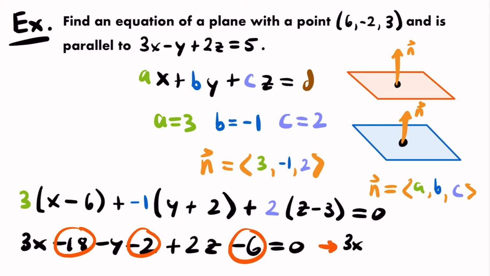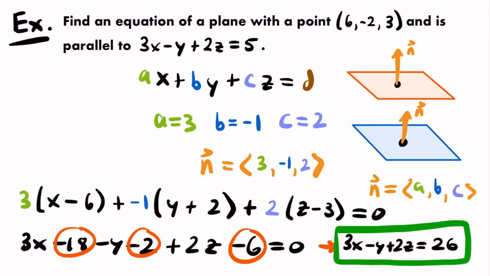We'll have 3x minus y plus 2z is equal to 18 plus 2 plus 6, and 18 plus 2 is 20, plus 6 is 26. So I'm just going to erase this and write 26. And that right there is an equation of a plane with a point of 6, -2, 3 contained within it, and is parallel to this other plane that had a normal vector with components 3, -1, and 2. Okay, and so that's how you can find that equation for that plane.